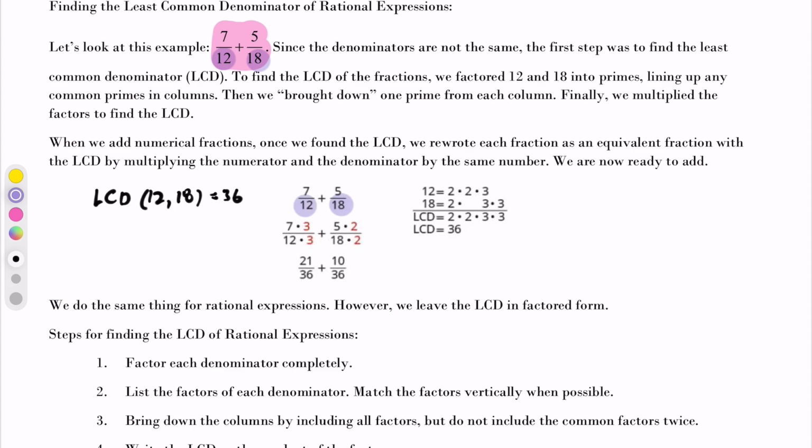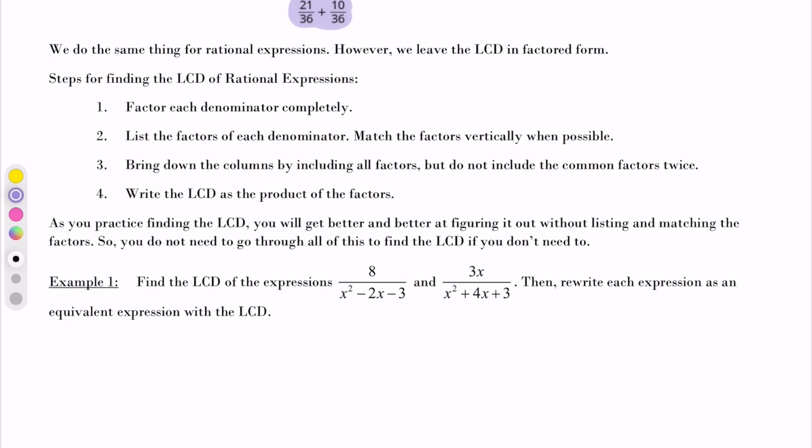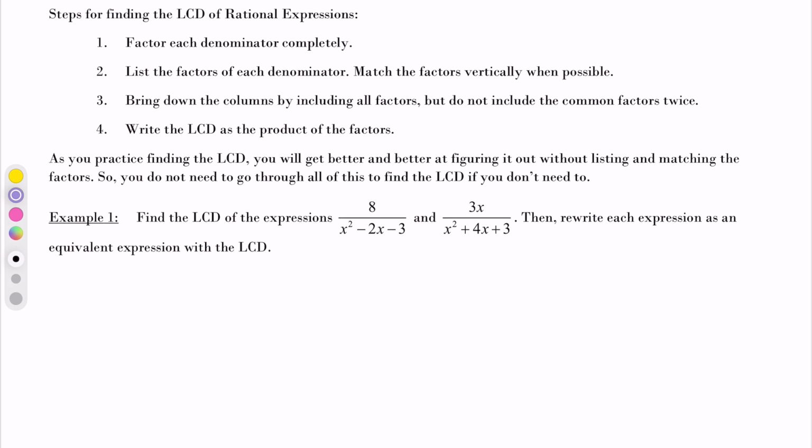I don't need to really go over this. I'm going to go through this example quickly. The 12 is missing a factor of 3 to become 36, and the 18 is missing a factor of 2. I multiply the top and bottom by that, and we end up getting a fraction whose denominators are now the same. Look at the bottom there, 21 over 36 plus 10 over 36. And now they can be added together. So we're going to do that today with algebraic expressions that are rational.